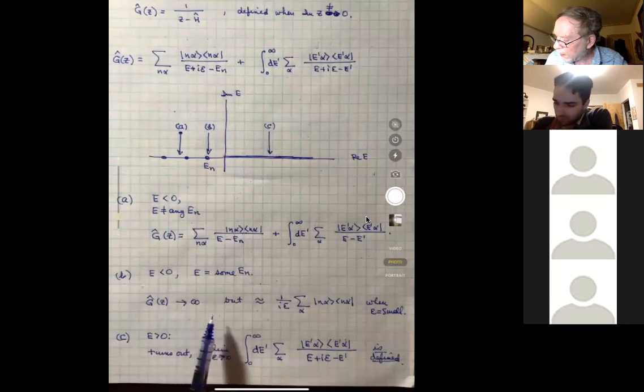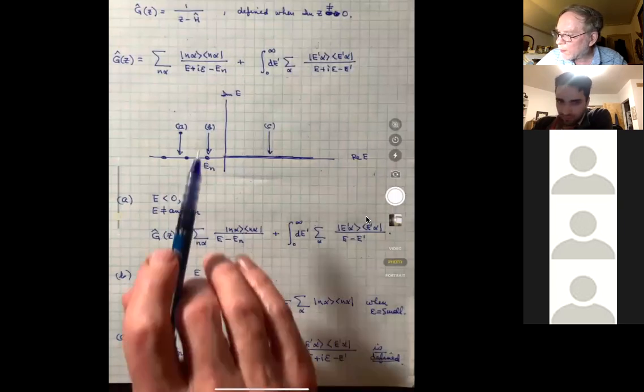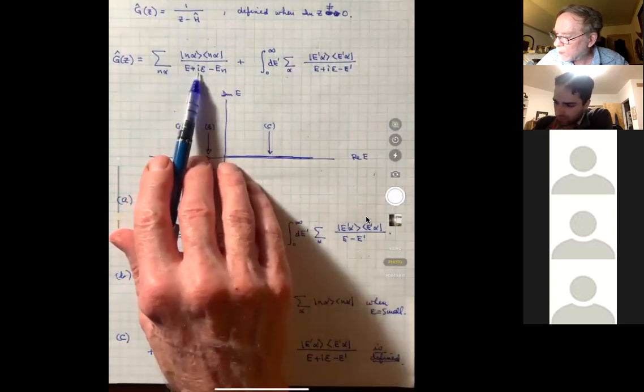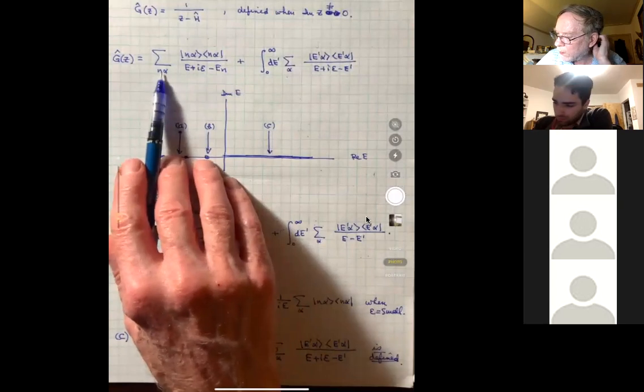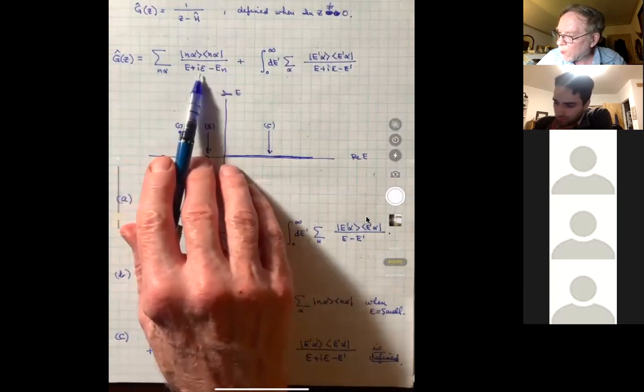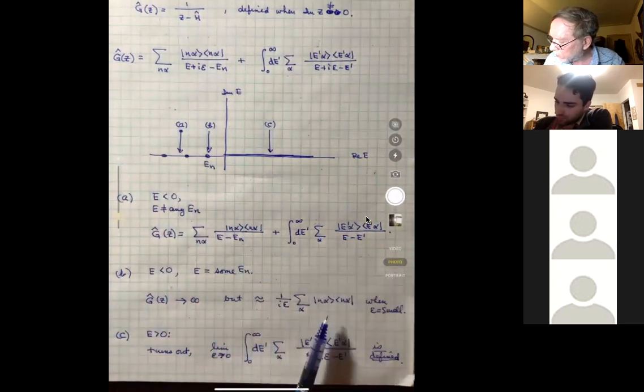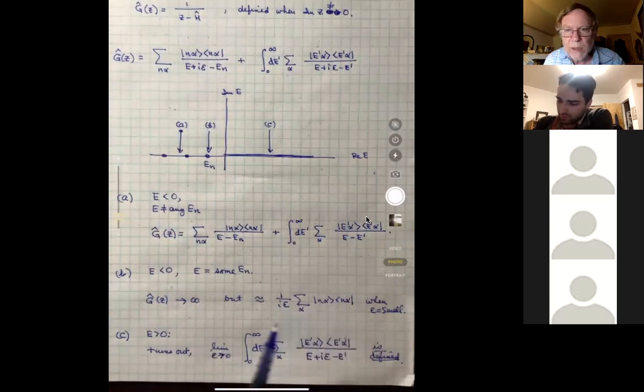However, if you take epsilon small but non-zero, going back to this formula here, if I set E equal to E sub n, then the E minus En cancels, and you just have the 1 over i epsilon for that one term, for that one value of n. So if epsilon gets small, that one value of n dominates, and what's left over, as you can see, is the projection operator onto the eigenspace for that discrete eigenvalue. So although it diverges, before it gets there, it's proportional to this projection operator.